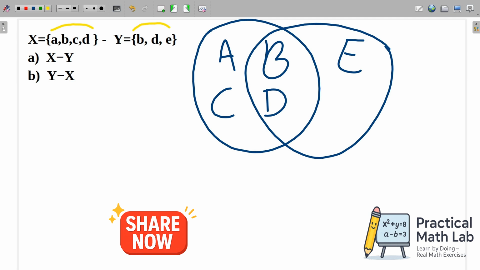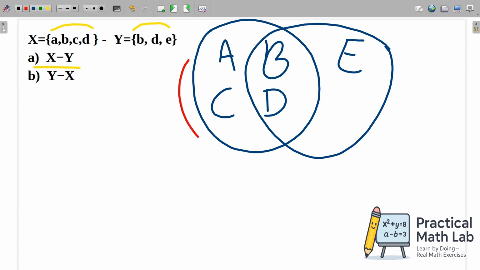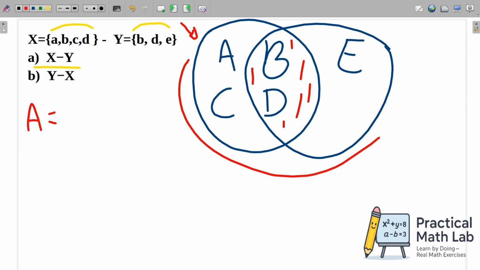Let's solve the problem here. Letter A, X minus Y, set X minus set Y. With the representation, it's easy, we know the answer. We can clearly see the elements that belong exclusively to set X, so by carefully removing what is also present in set Y, we are then left with the letters A and C, which is precisely what is only found in set X, which is essentially X minus what intersects with Y.